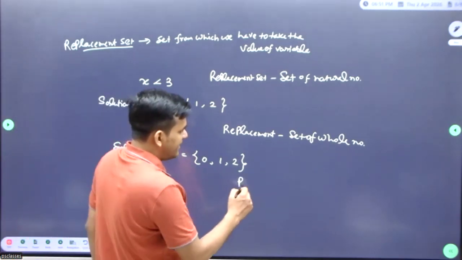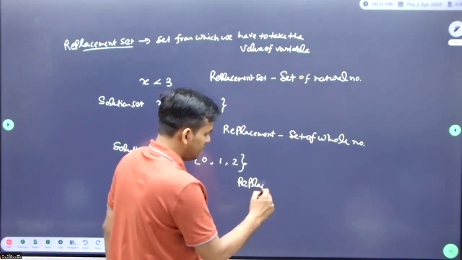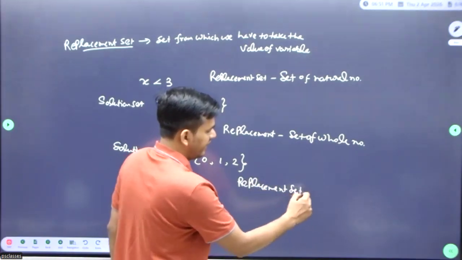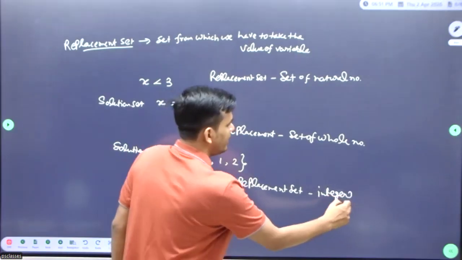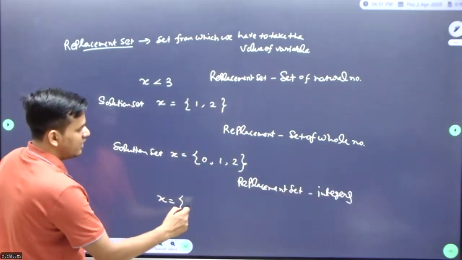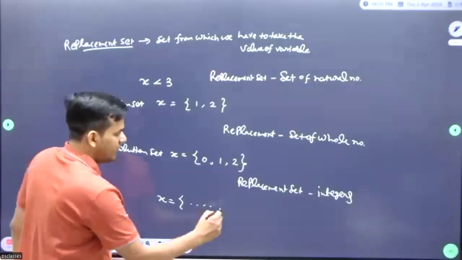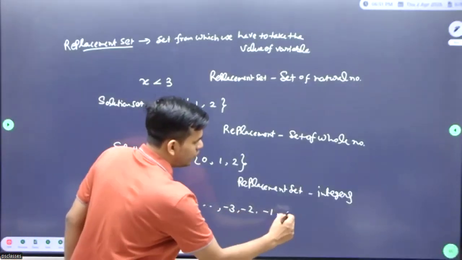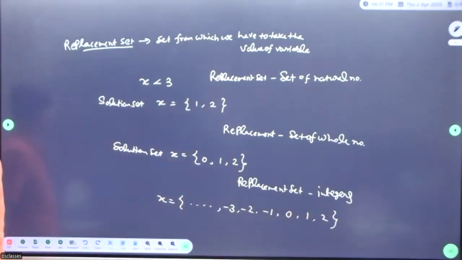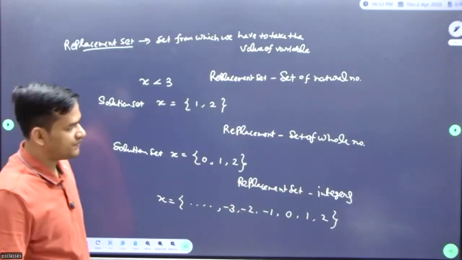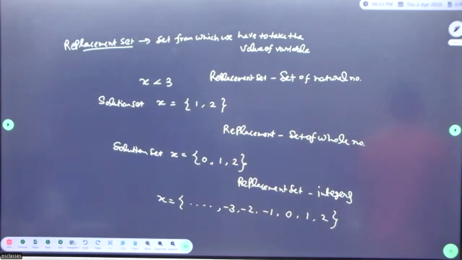If the replacement set is integers, then your solution set will be x is equal to all negative numbers, -3, -2, -1, 0, 1, 2. Still only curly braces, not the open brackets. Understood?